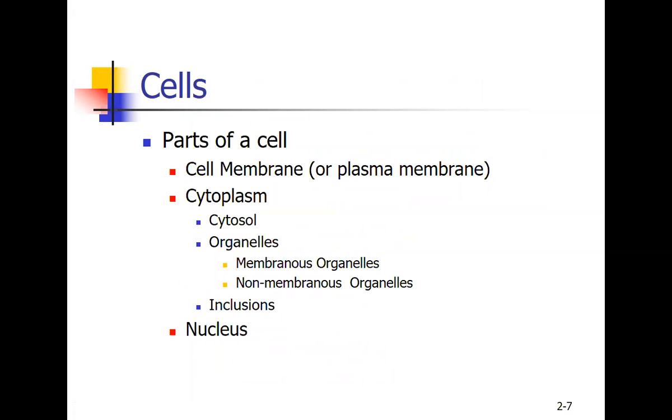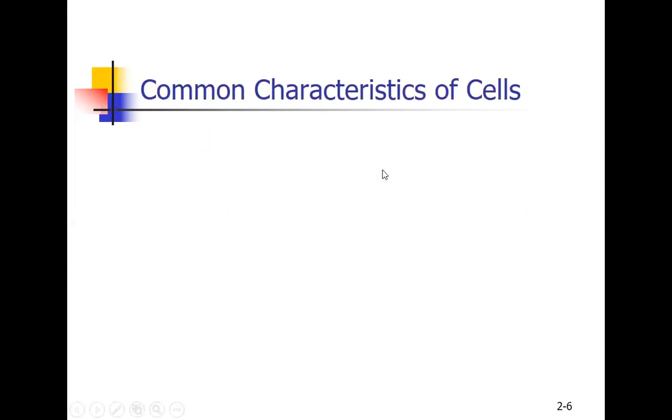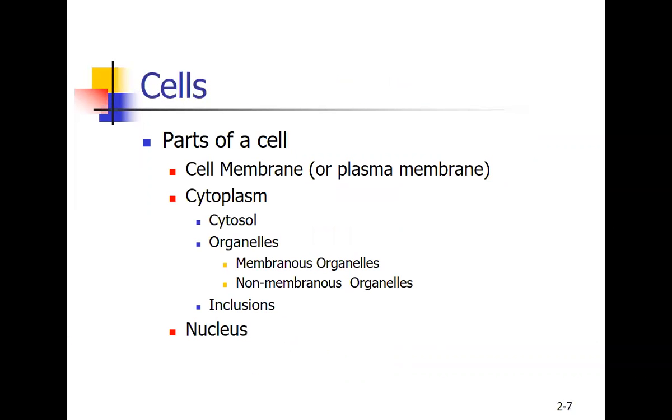Now coming to the different parts of the cell. What are the parts of the cell? As we saw, the whole of the cell is covered by a membrane. As you saw in this picture, this whole thing is covered by a membrane. This is called the plasma membrane, or the cell membrane. Then inside there is cytoplasm.